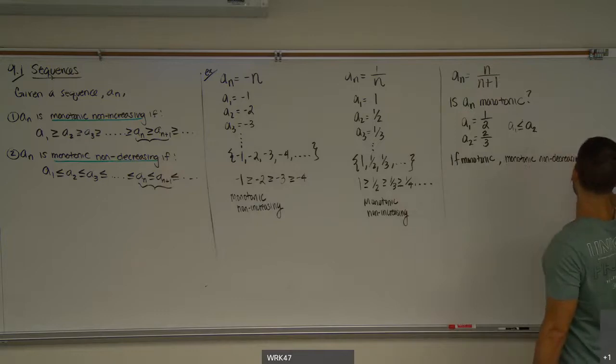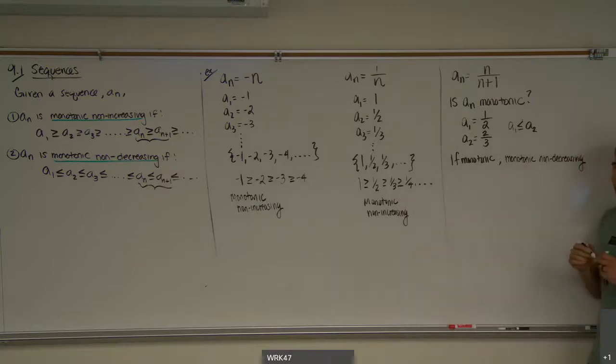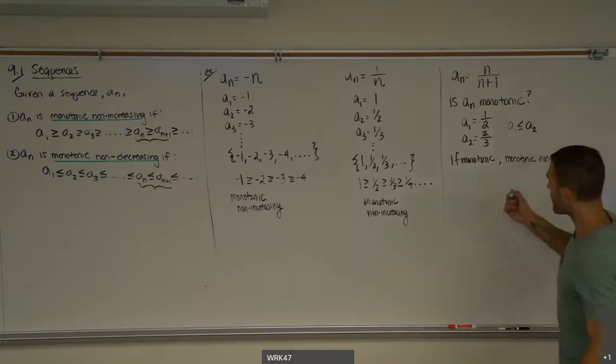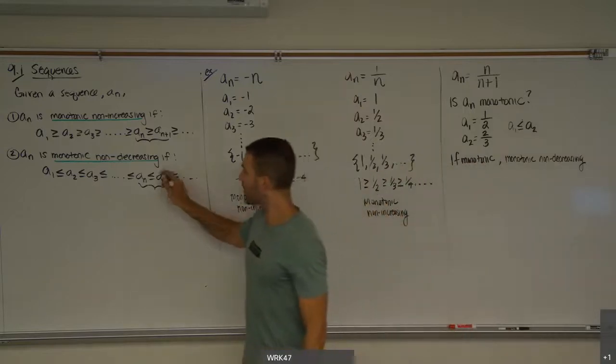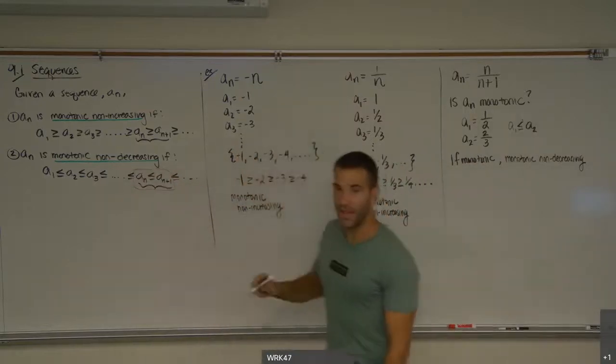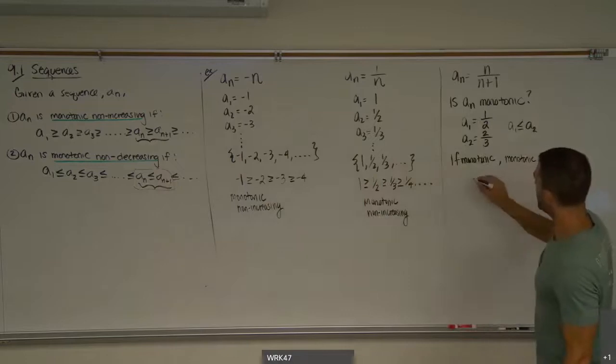I could write out more and more terms and see, maybe get a calculator out, because the next term would be 3/4, which yes, is larger than 2/3. And then 4/5, which is, yes, a little bit larger than 3/4. So it looks like it's monotonic, non-decreasing. How would I prove this formally? Well, I would need to understand, in general, is A sub n less than or equal to A sub n plus 1?